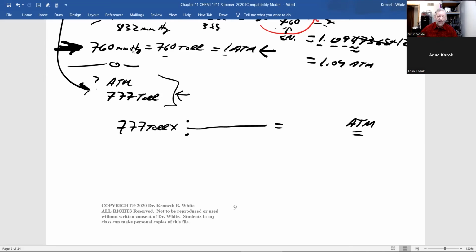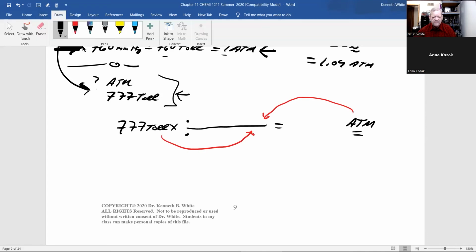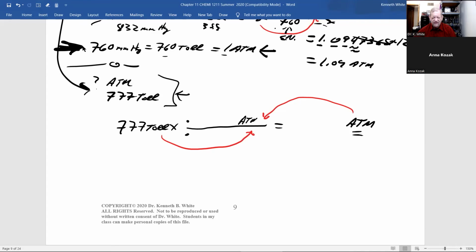All right. Well, it's time to use our good buddy, our good friend, unit analysis. Whatever we're trying to get to unit-wise goes on top. Whatever we're trying to get rid of goes underneath. So I'll write those in. And where do I find a relationship between atmospheres and torrs? Right here. Notice 1 atmosphere equals 760 torr. Also equals 760 millimeters of mercury, but we're not using that.